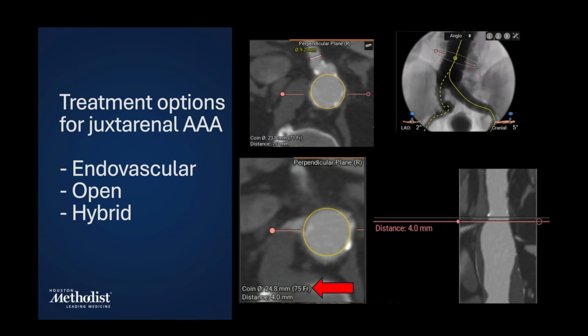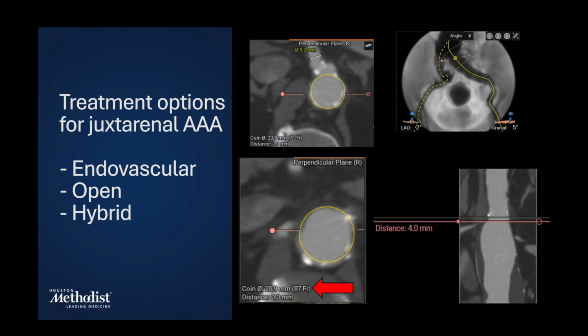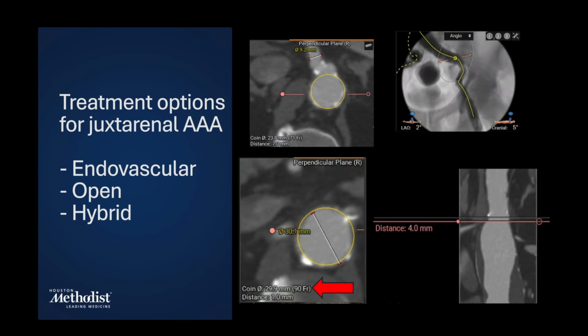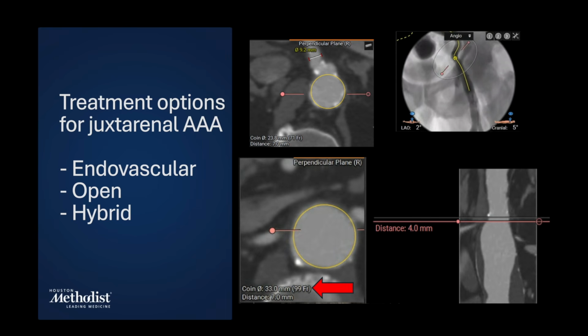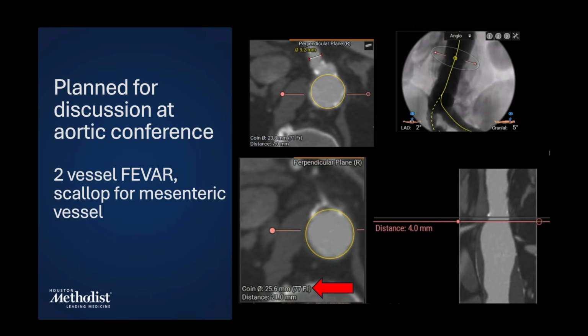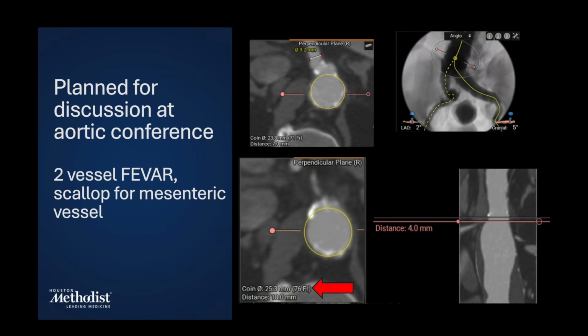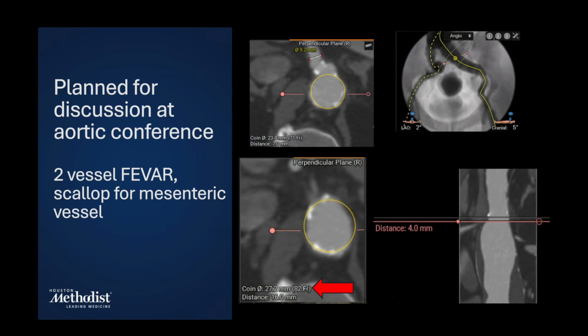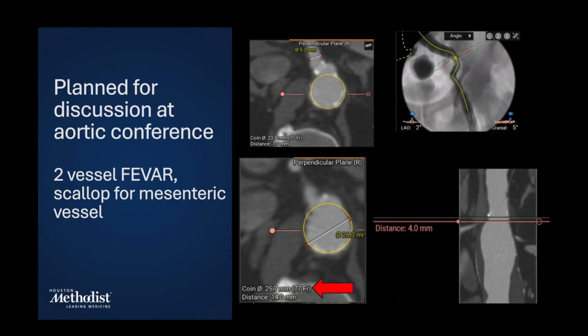If you measure it just right, you can get an infrarenal neck length of 4 millimeters, and there's 1 to 2 millimeters between the common mesenteric origin and the start of the renal arteries. So we have an internal aortic conference at our institution at which we plan to discuss his case with a tentative plan for a 2-vessel EVAR with a scallop for the mesenteric artery.